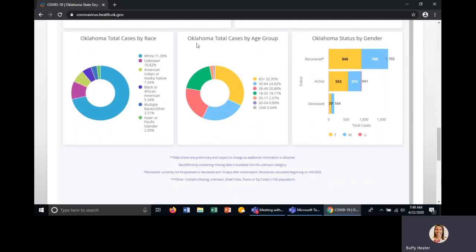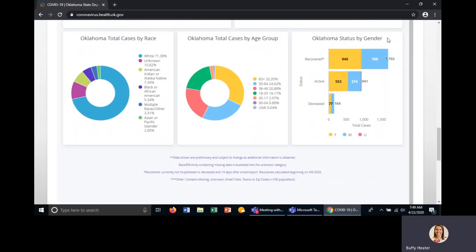In the center, you will see a similar graph on the Oklahoma total cases by age group. Again, similar functionality. If you'll hover over each percentage for the age category, the corresponding section of the pie chart will highlight, as well as being able to look at the total number of cases for that age group if you hover over the chart directly.